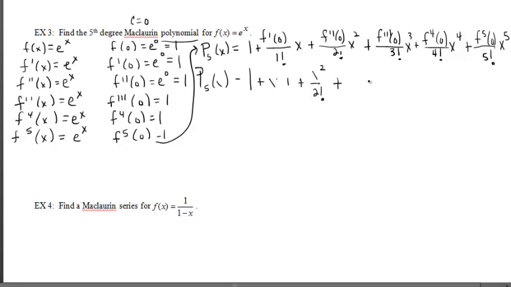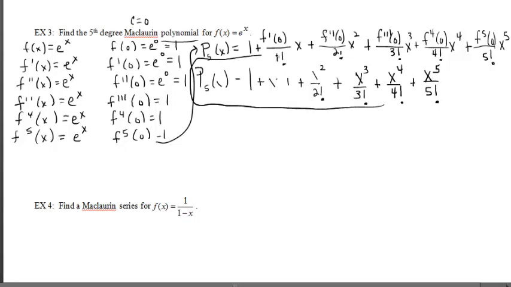I'm going to be patient, hoping it comes back. The third derivative evaluated at 0 is 1, so plus x cubed over 3 factorial. So we can see the 5th degree polynomial. If you had been asked to find a Maclaurin series, then you would know to go plus ... and look for an expression for the nth term.